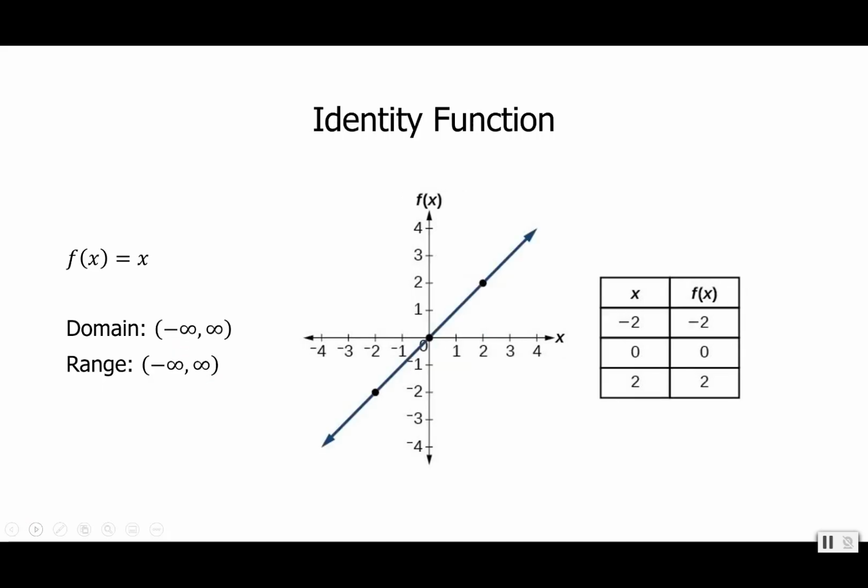Identity function is just y is equal to x. So y takes on any value that x is. So when x is 1, y is 1. When x is 2, y is 2. When x is 1.5, y is 1.5, and so on. The domain is all reals. The range is all reals. There are no restrictions on this domain and range.